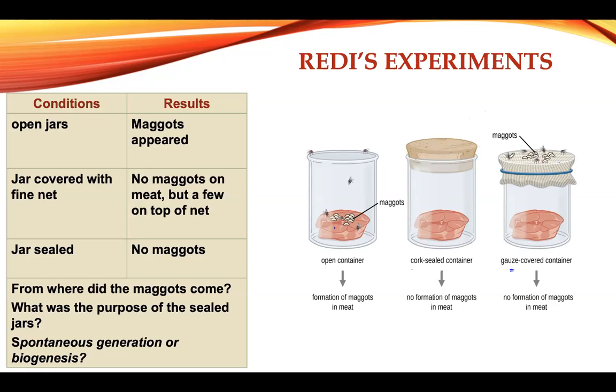So by doing this experiment, he explained, look, this container was open, right? Previously, the scientists had said that, look, over here, all these creatures, small maggots, just originated from the air.